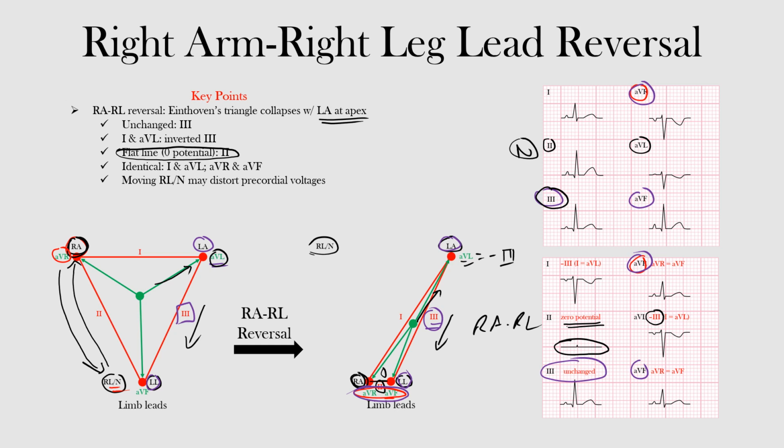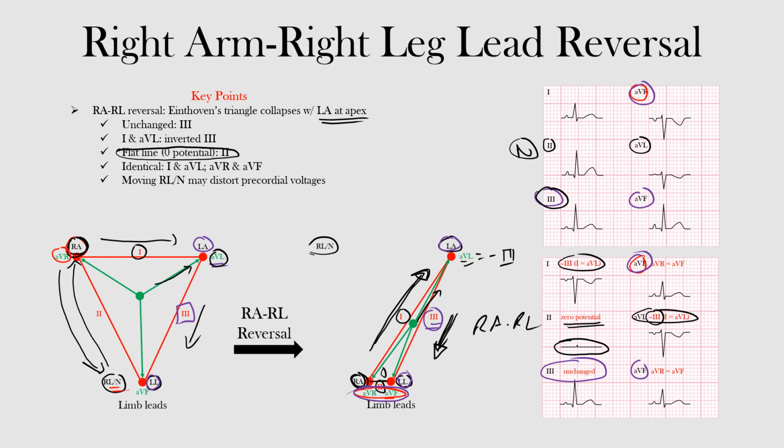Okay, so if you look here, we have lead 1 that goes from our right arm to our left arm. So here's lead 1 going from the right arm to the left arm. Okay, and now as we switch the right arm and the right leg, here's lead 1 going from the right arm to the left arm. Okay, notice it's going in the opposite direction as lead 3. Lead 3 was going in this direction. Lead 1 is going in the opposite direction, just like AVL. Okay, and that's why we say that lead 1 and AVL are essentially identical. Okay, because they're both going in the opposite direction of lead 3. All right, so hopefully that one makes sense.